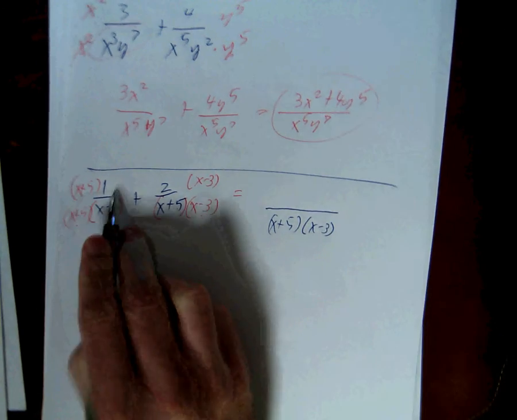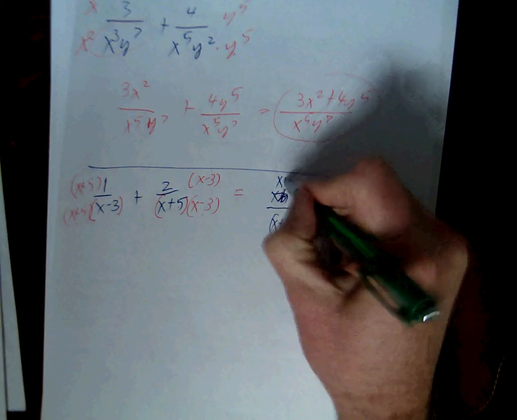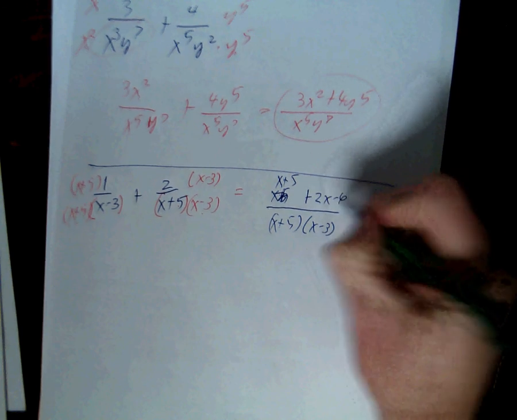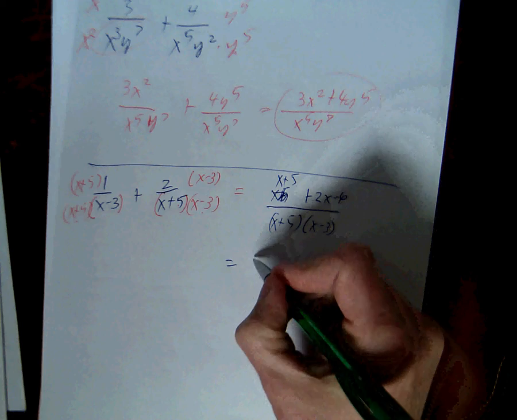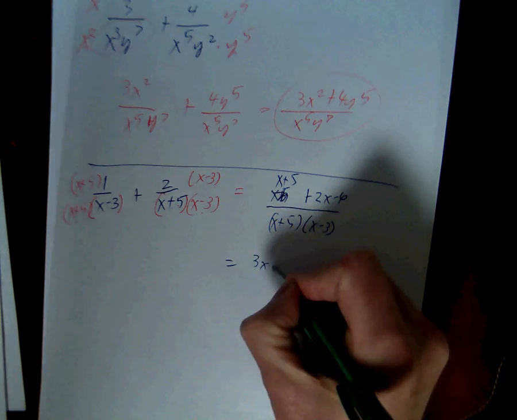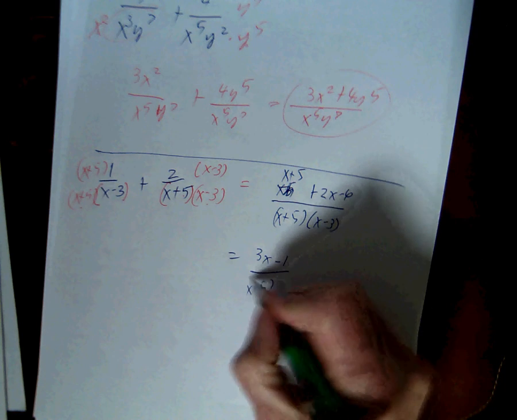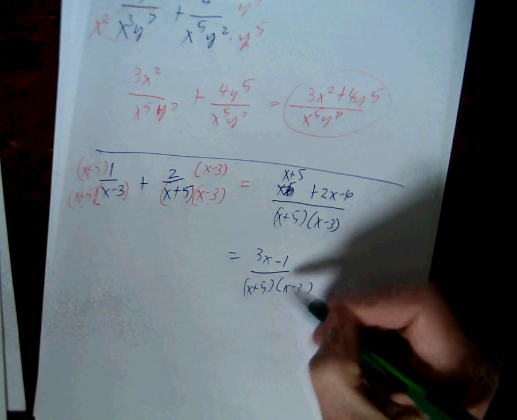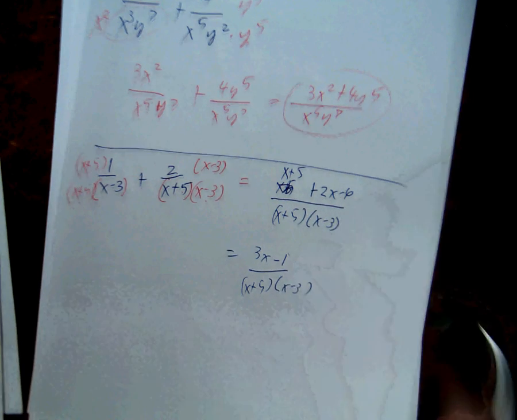On the top, when I distribute that, I get an x plus 5. And when I distribute this, I end up with 2x minus 6. And after I combine like terms, I end up with 3x minus 1 all over x plus 5 times x minus 3. And you can't simplify anything out here. I mean, I guess technically you could put these in parentheses, but usually we don't.